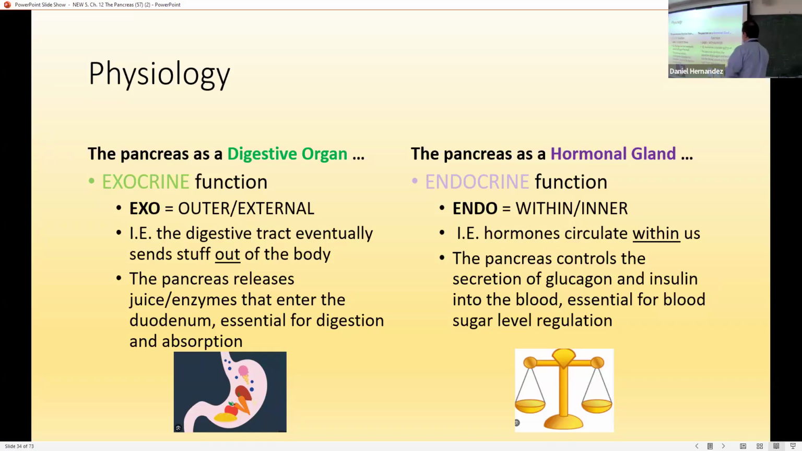The pancreas is also a hormonal gland, so it's part of the endocrine system as well. These hormones circulate within the bloodstream within us. The pancreas is responsible for secretion of glucagon and insulin into the bloodstream. That's essential for regulation of our sugar levels. So again, when our sugar levels get too low, it releases glucagon. When our sugar levels get too high, the pancreas starts releasing the insulin to bring them back down.